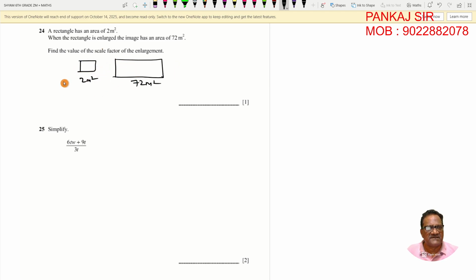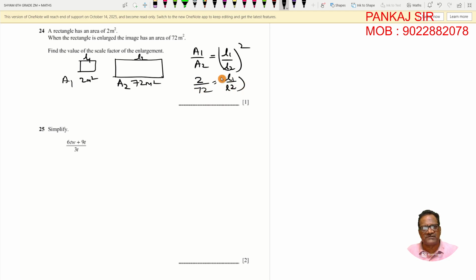So basically suppose this is A1, this is A2, and suppose the length is L1, the other length is L2. Okay. So you have A1 upon A2 equal to L1 upon L2 the whole square, right? This type of relation you get. Now A1 is 2, A2 is 72. So 2 upon 72 will be equal to L1 upon L2 the whole square, right?